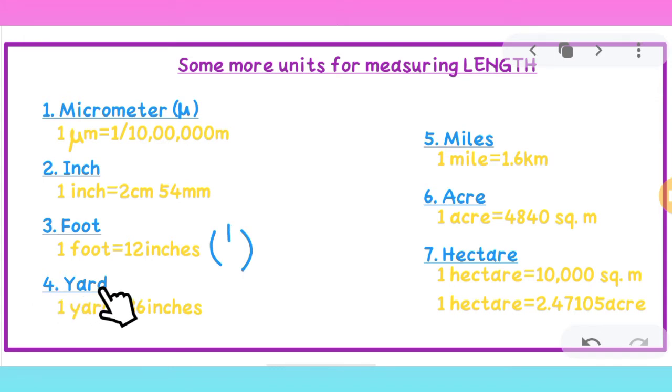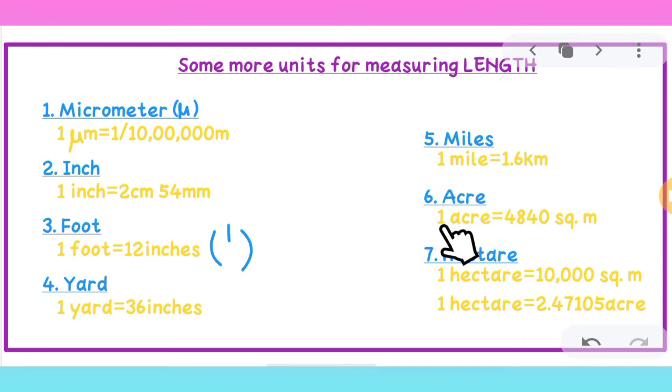The next is yard. 1 yard is equal to 36 inches. It is a big quantity. Yard is generally used for measuring carpets or mats or mat area. For that we use this yard unit. Next is our mile. 1 mile is equal to 1.6 kilometers. It is again a very big unit, so it is generally used. Miles are generally used for measuring roads.